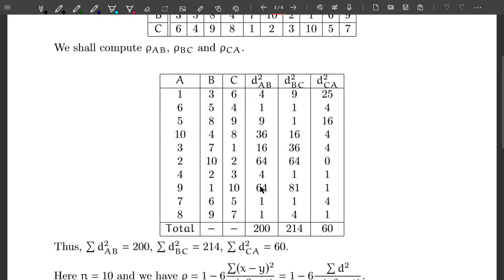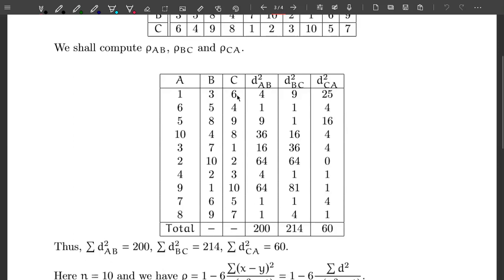So like that, we calculate the values of D square of AB, that is by taking this as X and this as Y. We calculate the values of D square, which is equal to (X minus Y) whole square. So these are the values of D square AB, and summation of D square AB is equal to 200. Then we take the next 2 judges, that is judges B and C, and we calculate the values of D square for these 2 judges.